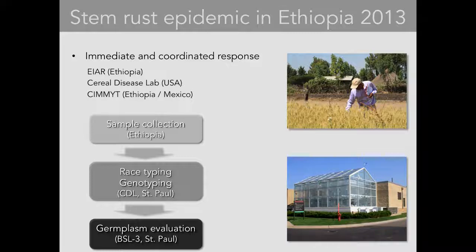At the time that the epidemic was happening, samples were collected by the pathology team in Ethiopia. The samples were shipped immediately to the Cereal Disease Lab where we performed race typing and genotyping. And finally, at the BSL-3 facility, we ran a big germplasm evaluation that included a set of Ethiopian cultivars and elite breeding lines, North American spring wheat nurseries, and the international spring and winter wheat nurseries as well, mostly aiming to identify the vulnerability of these materials against the race or races that were causing the epidemic.